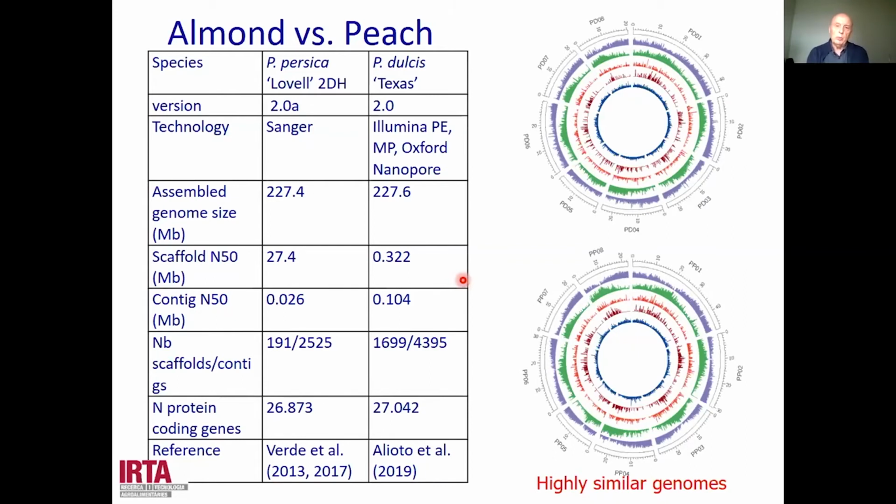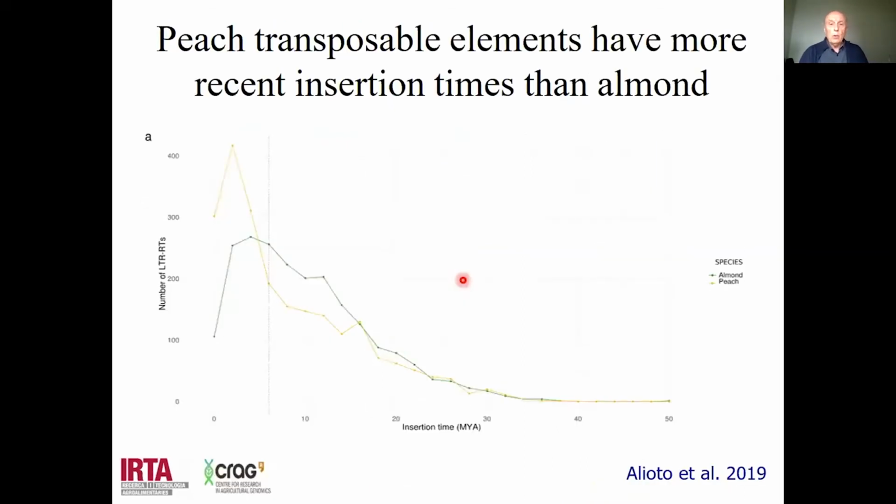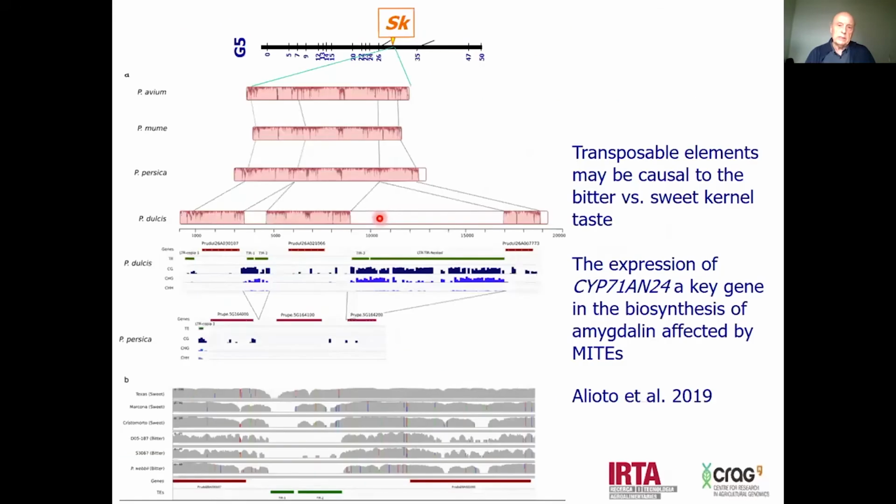Obviously, there were important differences in variability, but the organization of this variability, where the genes were, where the transposable elements were, was almost identical. The one difference that we found that I think is interesting is that the transposons, particularly retrotransposons, had more recent insertions in the peach genome than in the almond genome. Saying that there was more recent movement of transposons in peaches than in almonds, which somehow could compensate for the loss of variability implied by the self-pollination system in peaches.